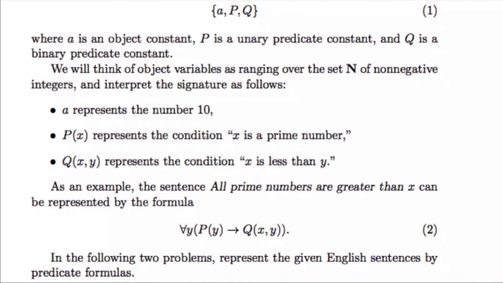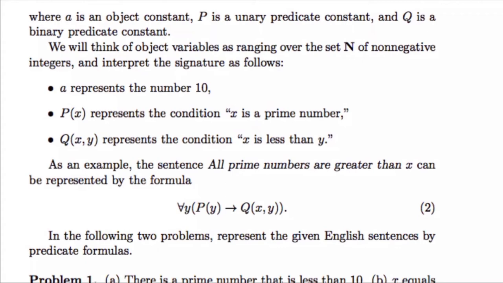So here is a sentence: all prime numbers are greater than x. How do you represent this? The sentence here is this English statement. For all y, if y is a prime number, then x is less than y. In other words, y is greater than x. Are we together?